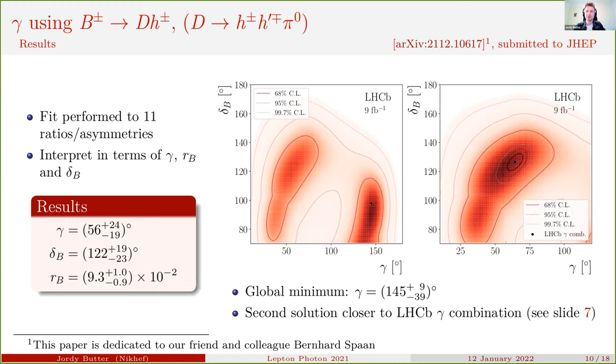And here you see that there's a global minimum at 145 degrees. But there's also a second solution on the left of it, which is zoomed in on the right. And here you see that this is much closer to the LHCb combination, which came out a bit earlier than this analysis. And the value of this minimum is 56 degrees. And the corresponding delta B and rB are also mentioned.